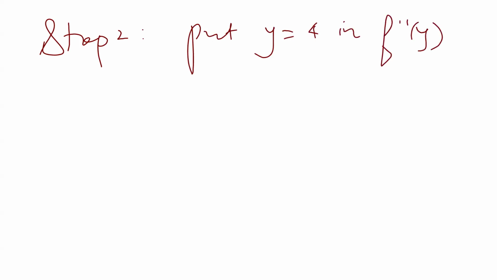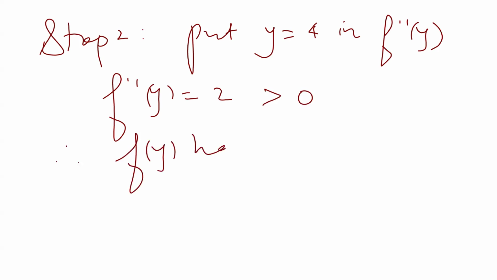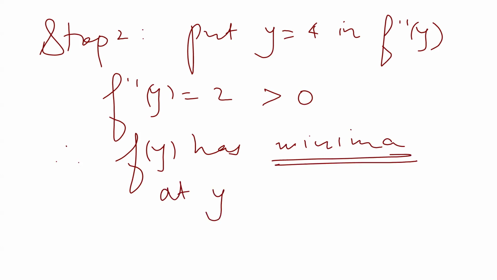Step 2, put y equal to 4 in f double dash y. Now f double dash y is equal to 2. We cannot put 4 anywhere over here, and 2 is greater than 0. Therefore, f of y has a minimum. We proved the minimum at y equal to 4.